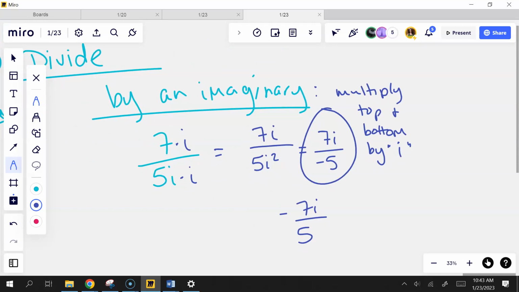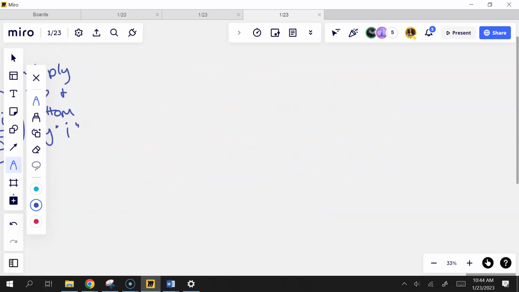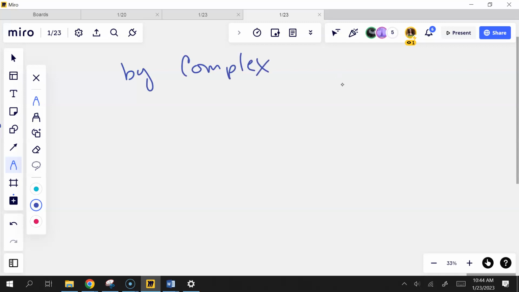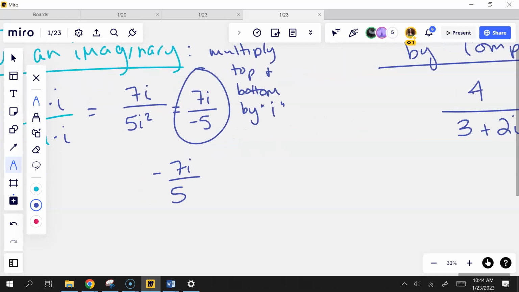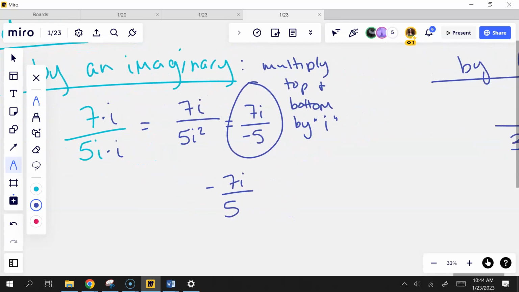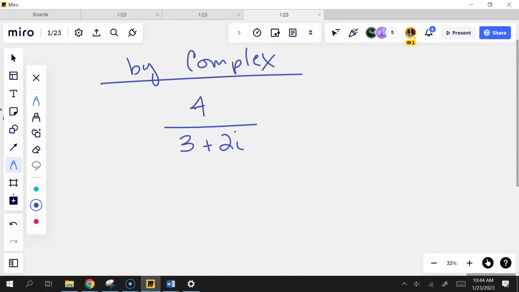Let's divide by a complex, because I think that's what Bella's getting to. So I told you to do it two different ways. By an imaginary is super easy. But by a complex is a little bit more difficult. So let's say I had 4 over 3 plus 2i. We'll make it easy. Okay. Do you see the difference? This as opposed to 7 over 5i. Dividing by an imaginary and dividing by a complex.